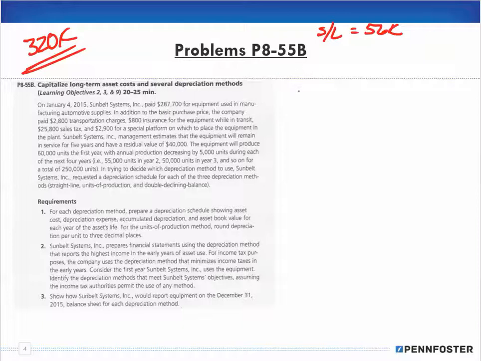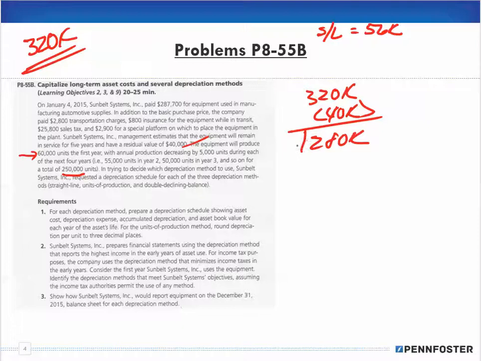Now for units of production, we still have 320,000 less the 40,000 of residual value, which gives us 280,000. But for the units of production, it tells us the equipment will produce 60,000 in the first year, with annual production decreasing by 5,000 during the next 4 years: 55,000 in year 2, 50,000 in year 3, and so on, for a total of 250,000 units. So if my value is 280,000 and I divide by the number of units, 250,000, that gives me $1.12 per unit, right?